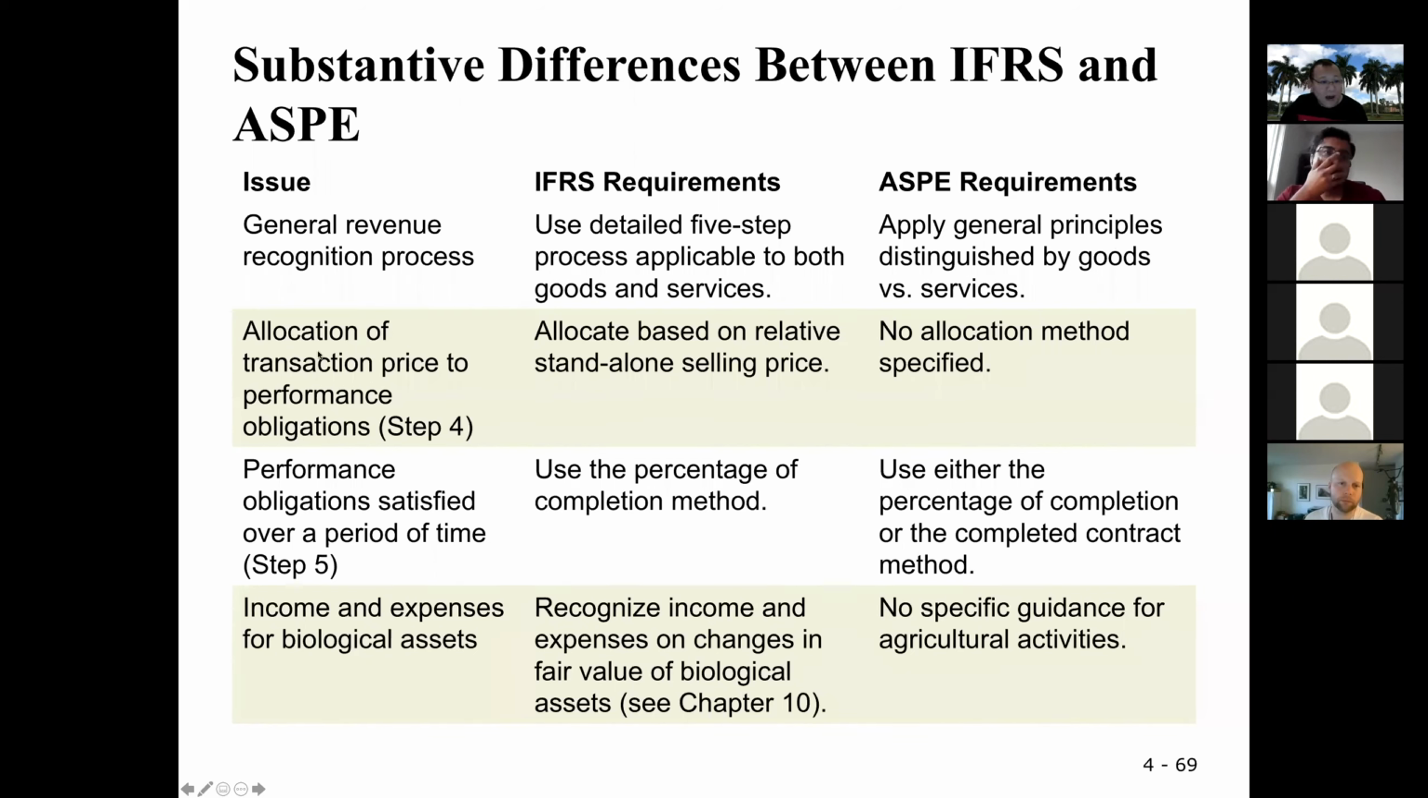And then for allocation of transaction price to performance obligations, IFRS requires us to make the allocation based on the relative standalone selling price. In quiz 4, there's one question asking how to allocate the price among the 2 performance obligations. There's a split in terms of performance. Some students have no problem and got full marks. Other students really struggle with this.